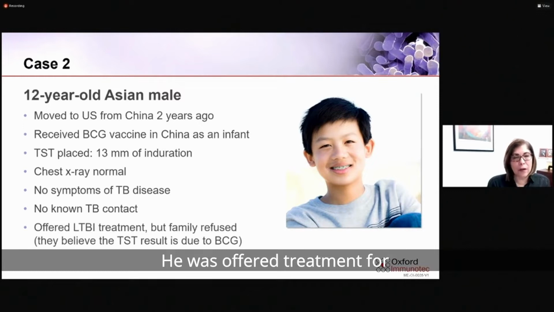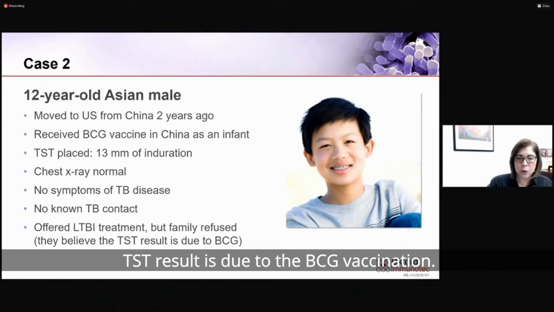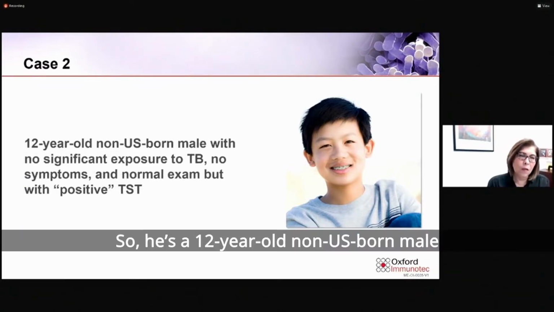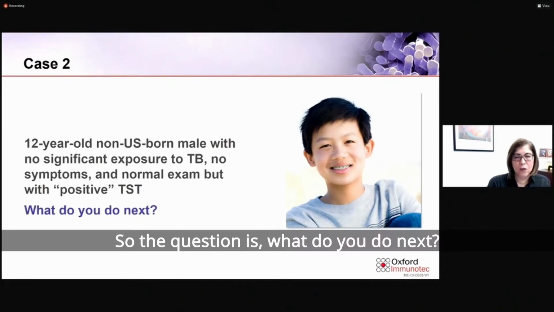He was offered treatment for latent tuberculosis infection, but the family refused because they believe that the TST result is due to the BCG vaccination. So he's a 12-year-old non-US born male with no significant exposure to TB, no symptoms, normal exam, but with a positive TST. So the question is, what do you do next?